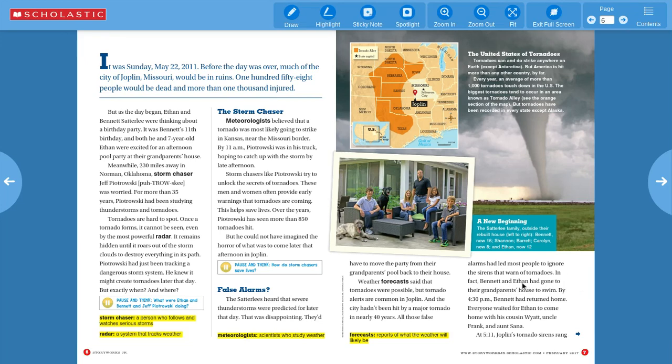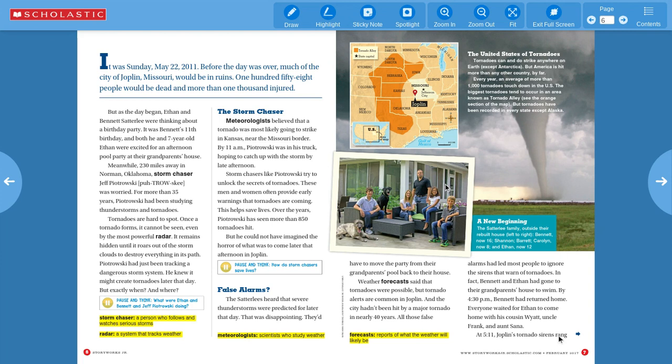In fact, Bennett and Ethan had gone to their grandparents' house to swim. By 4:30 p.m., Bennett had returned home. Everyone had waited for Ethan to come home with his cousin Wyatt, Uncle Frank, and Aunt Sarah. At 5:11, Joplin's tornado sirens rang.